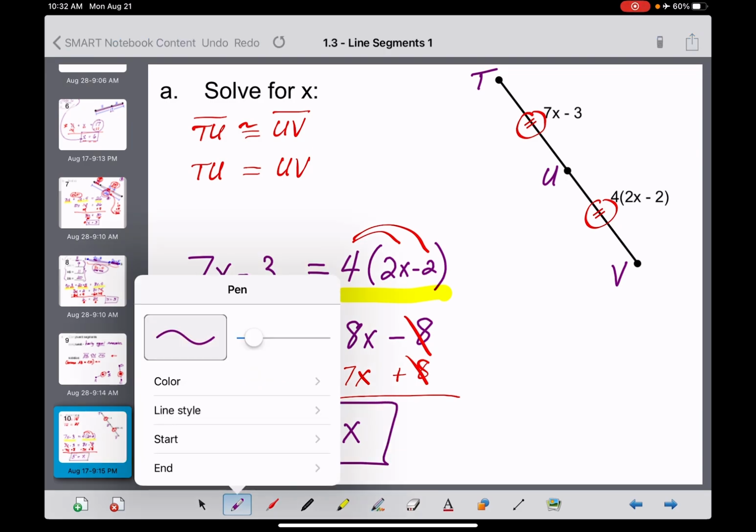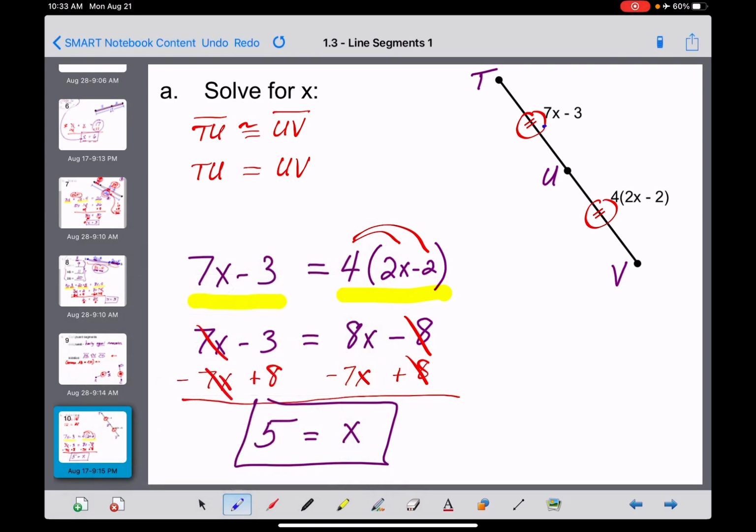Let's check that real quick just to make sure that we got that one correct. If x is 5, here we go. 7 times 5 is 35. 35 minus 3 is 32 for the measure of TU. And how about over here for UV? 2 times 5 right there is going to get us 10. 10 minus 2 is going to be 8. And then we multiply that 8 times the 4 out in front. 8 times 4 is 32. And that works with the tick marks right here, which tell us that those two segments are congruent to each other.